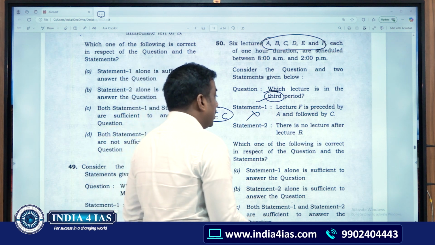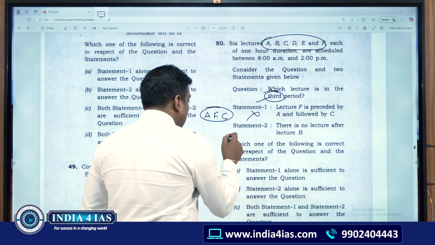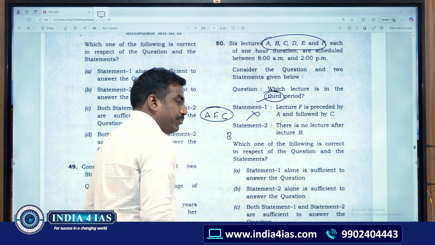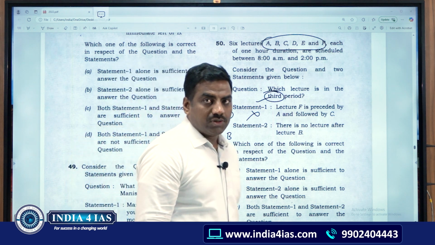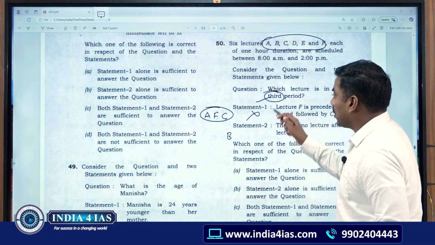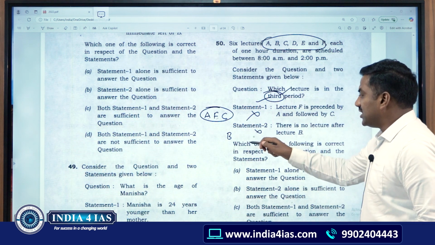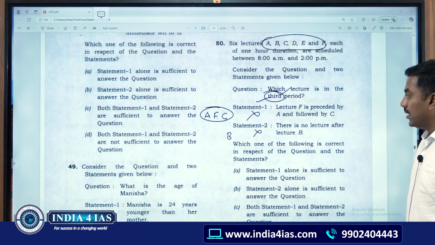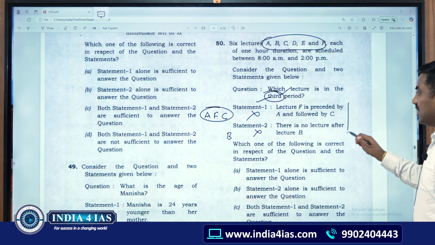Now statement 2, there is no lecture after B. That means B is the last one. So even in that case, I cannot conclude who was third. So statement 2 alone is not possible. Then combine both the statements.